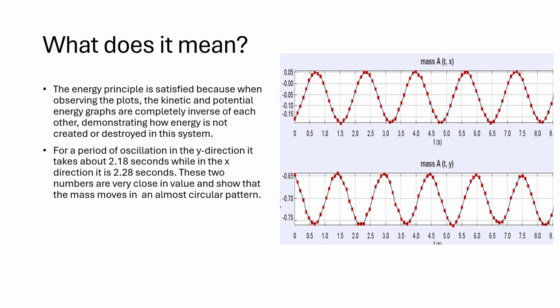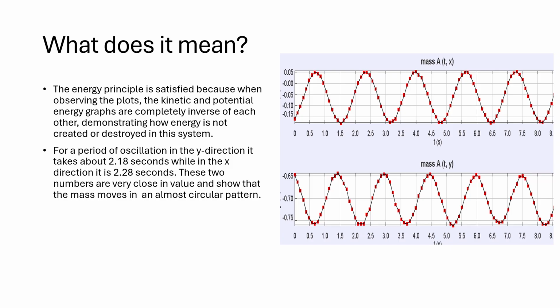What does this mean? We can see that the energy principle is satisfied because the kinetic energy and the total energy line up pretty well. And the gravitational potential energy as well as the spring potential energy are inverses of each other. So as one increases, the other one decreases. So when you sum them up together, they get 0 because energy can be neither created nor destroyed.